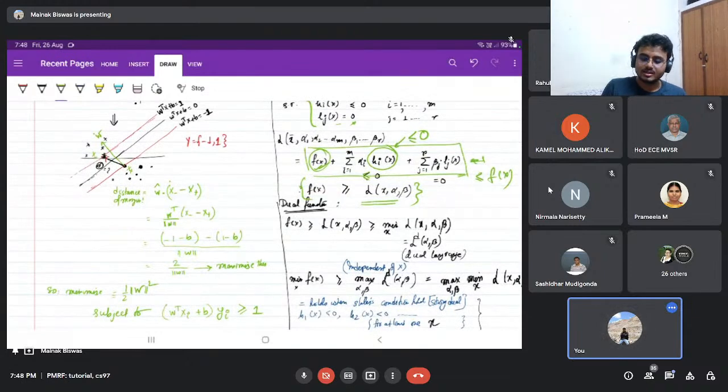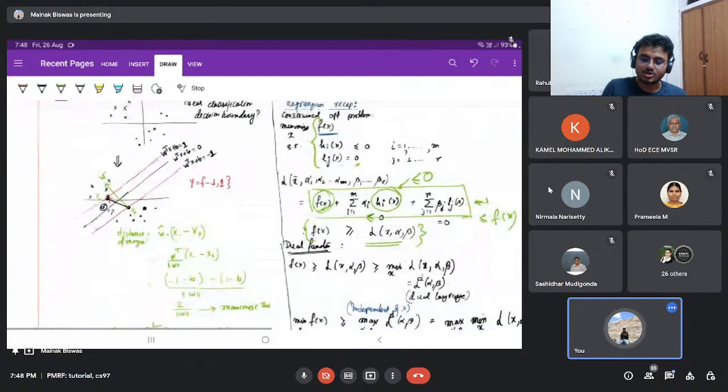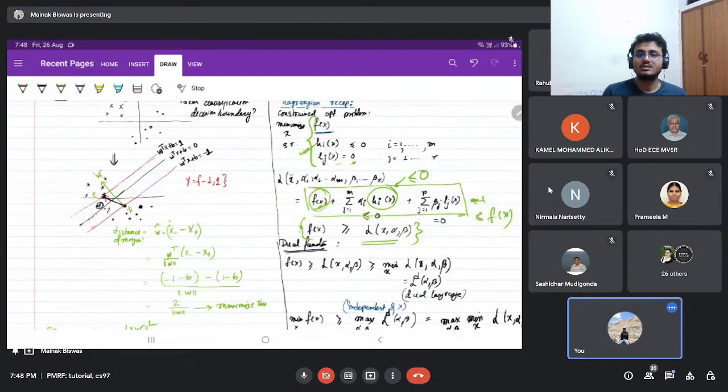So that's how you define it. What you do in case of an SVM or a dual problem is, what you're trying to do is remove these constraints. So you want to remove this x altogether. For all x, this is true. So if you want to remove x, you do something like this. You remove this x and represent it in terms of alpha and beta.